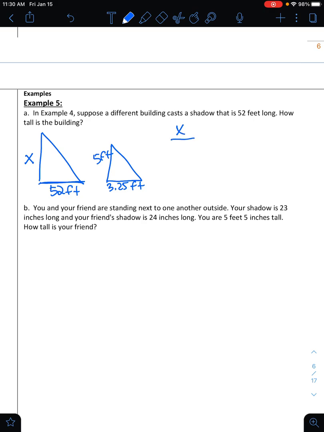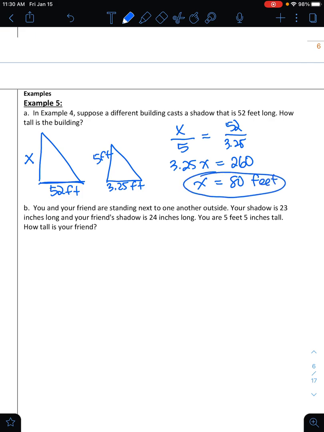So I have x over 5, okay, height of the building, height of the pole, and then shadow, 52 over 3.25, okay? So cross multiplying, I'm going to have 3.25x equals, and then 52 times 5 is 260. And then I can divide off 3.25. And it looks like I get 80. So I have an answer of 80 feet. Okay, so that will give me a different height of the building.